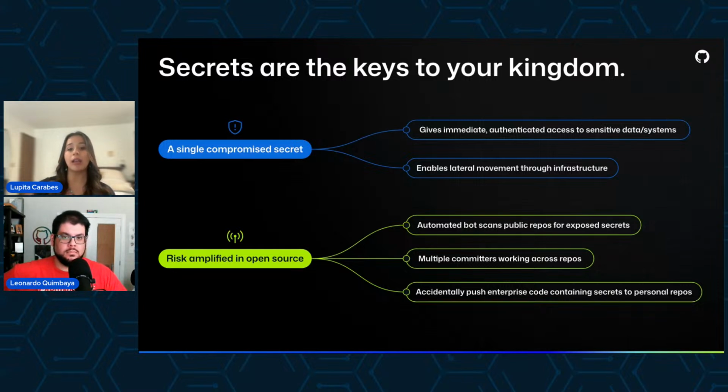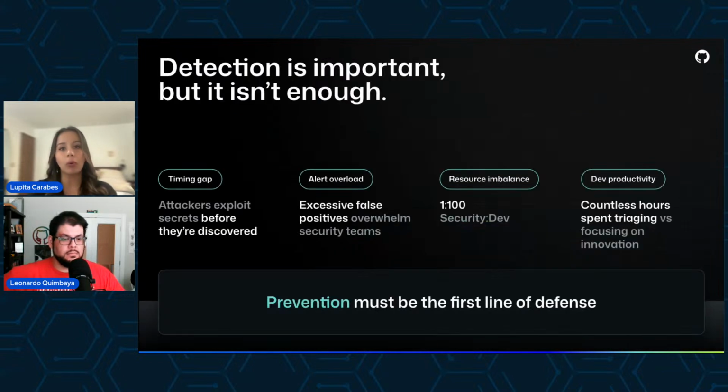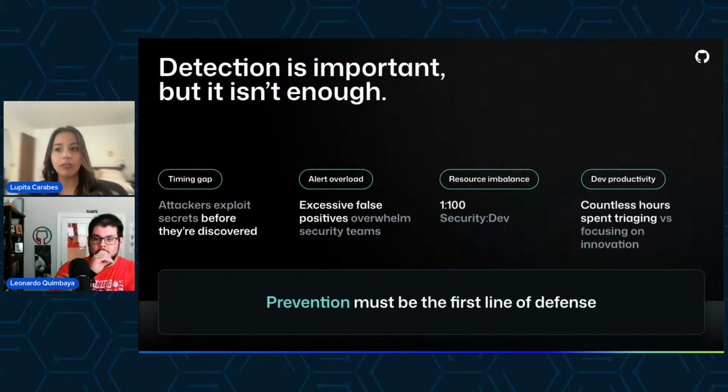And the risk is even amplified within open source. I had a friend recently call me to say that one of her developers accidentally cloned and copied company code into a personal account, and now they're dealing with that exposed secret. So that is more common than you think. Accidentally pushing enterprise code containing secrets to personal repos is one of the things we're trying to assure doesn't happen. So that being said, detection is important, but it's simply not enough.